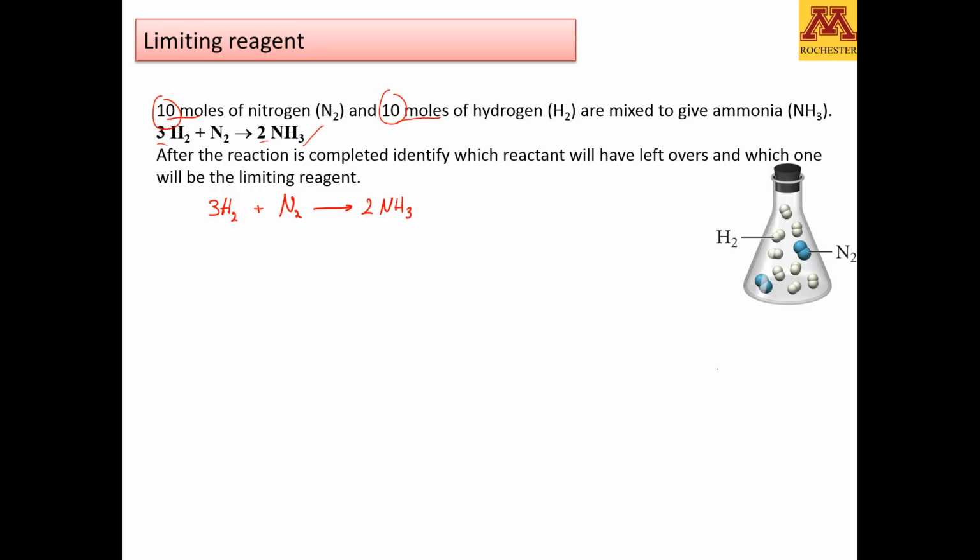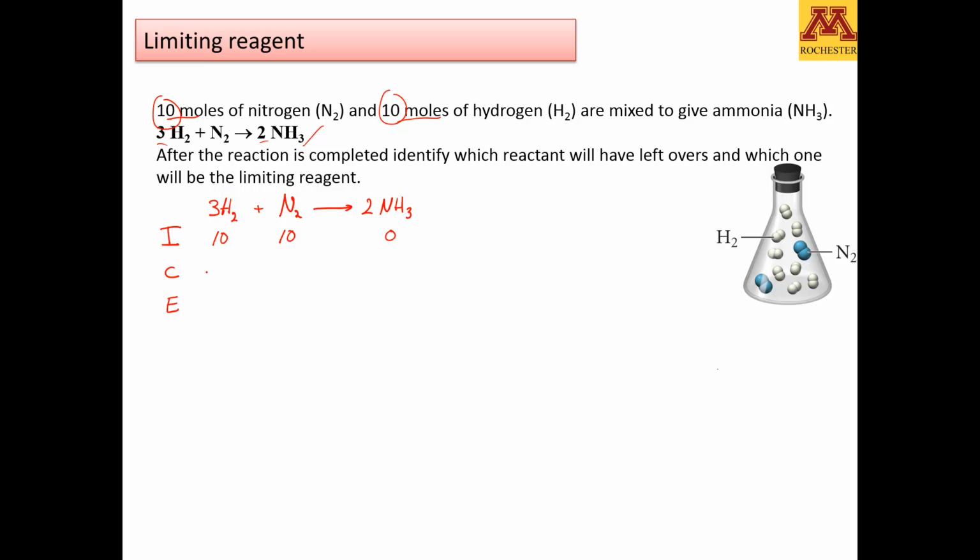So the way we will do this kind of problem is, well, let's set up what we call an ICE table. And we will write it this way. ICE in this case stands for initial, change, and end. So what are the quantities that we have initially? Initially, the problem says that we have 10 moles of hydrogen and 10 moles of nitrogen and 0 products.